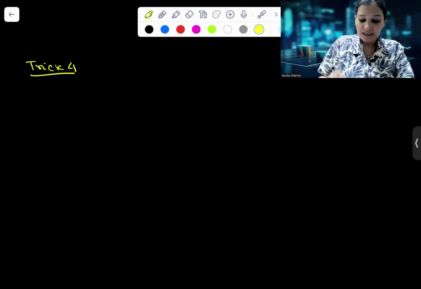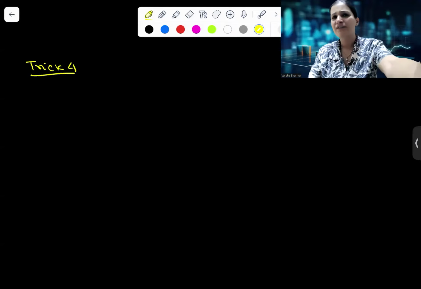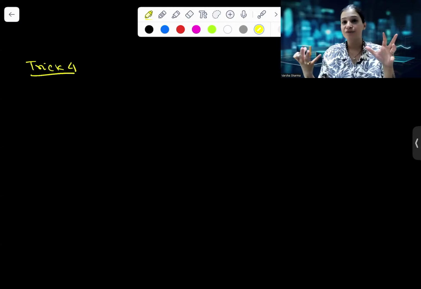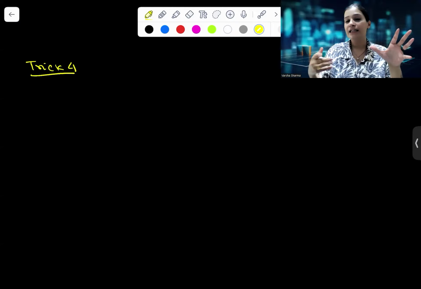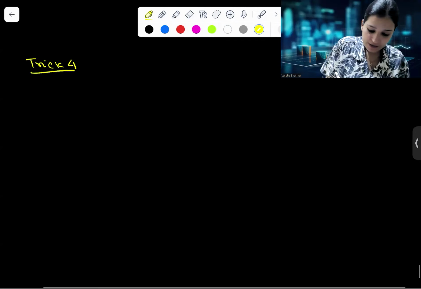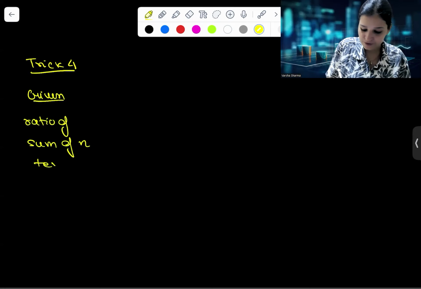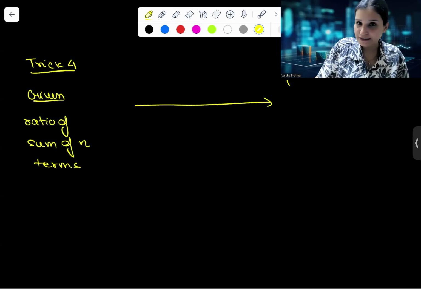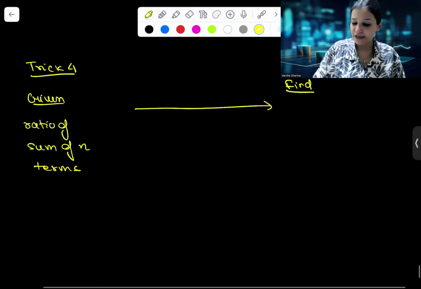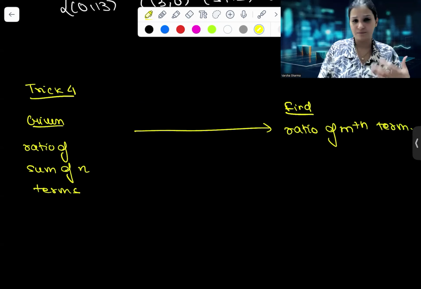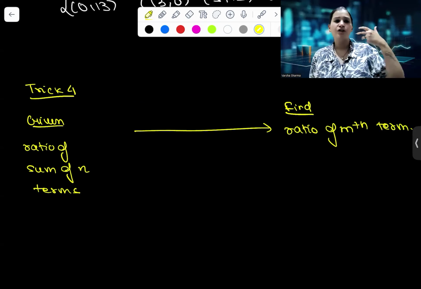Trick 4 says that if I have one AP or even two different APs, there are two things. One is term and one is sum of the terms. One of it will be given and the other we need to find. First, if we are given the ratio of sum of n terms and we want to find the ratio of nth term, whatever that may be, or say mth term. So I have been given the ratio of one AP or two different APs.